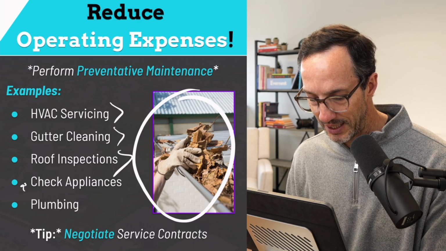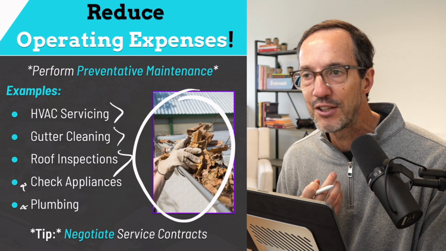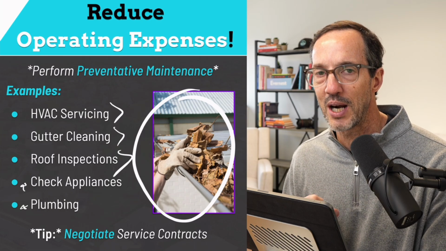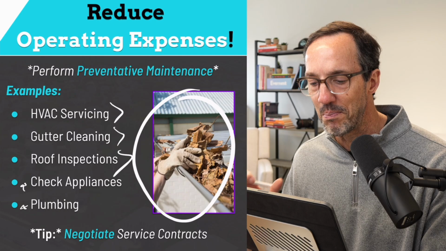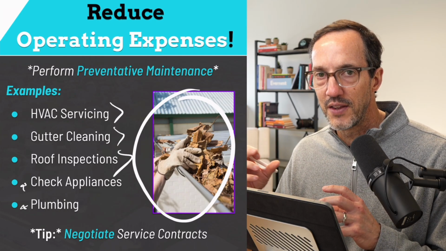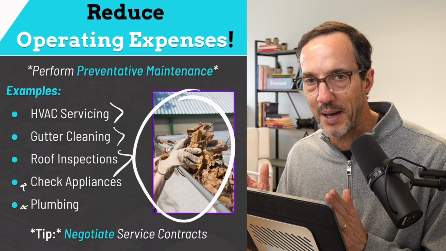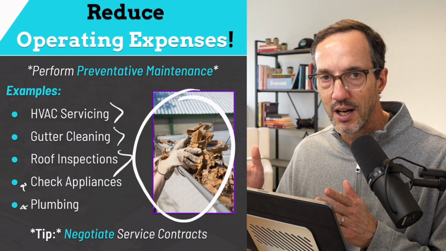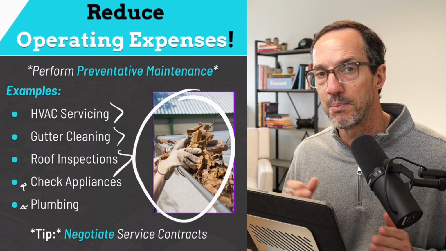You can check appliances and plumbing, but it's usually pretty good to do preventative maintenance on your property at least once a month. It avoids big expenses, and so you're reducing the operating expense. If you went back over the past 5 to 10 years of your rental property, I wonder how much of the work you've done could have been prevented.